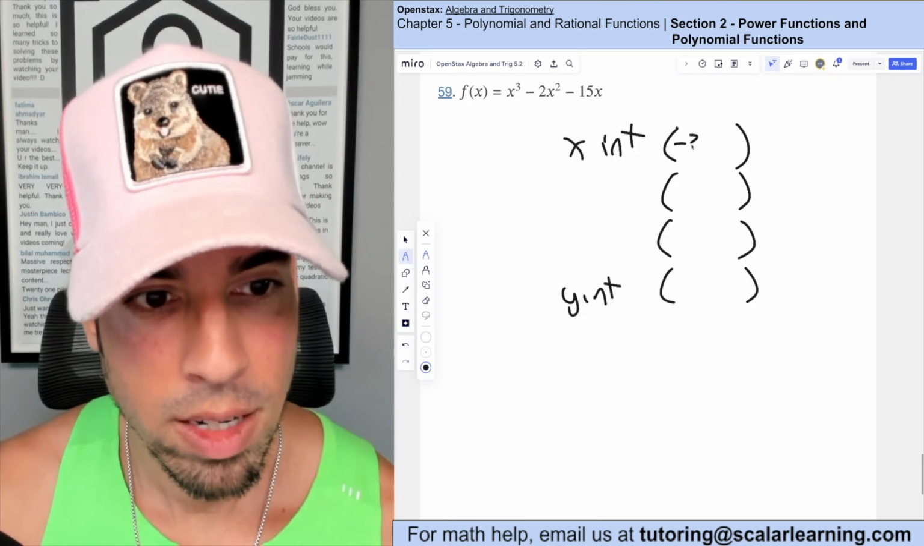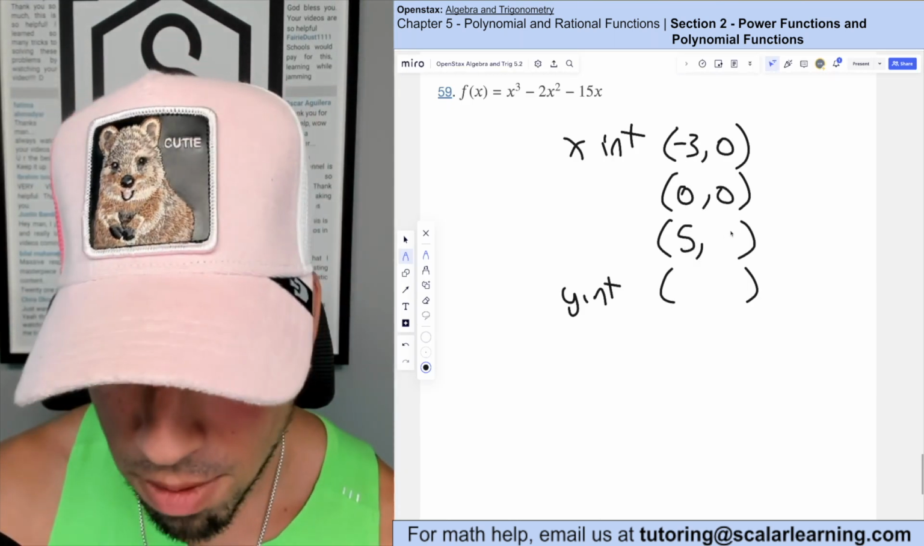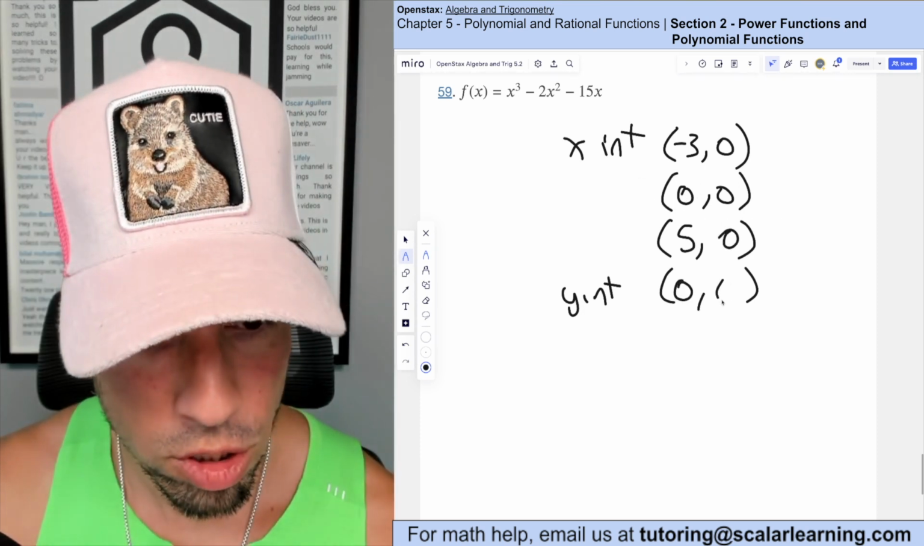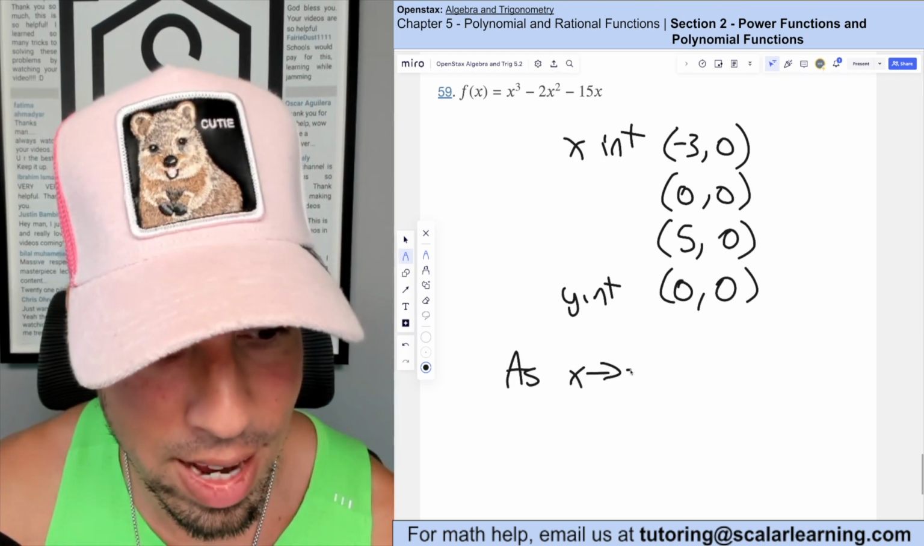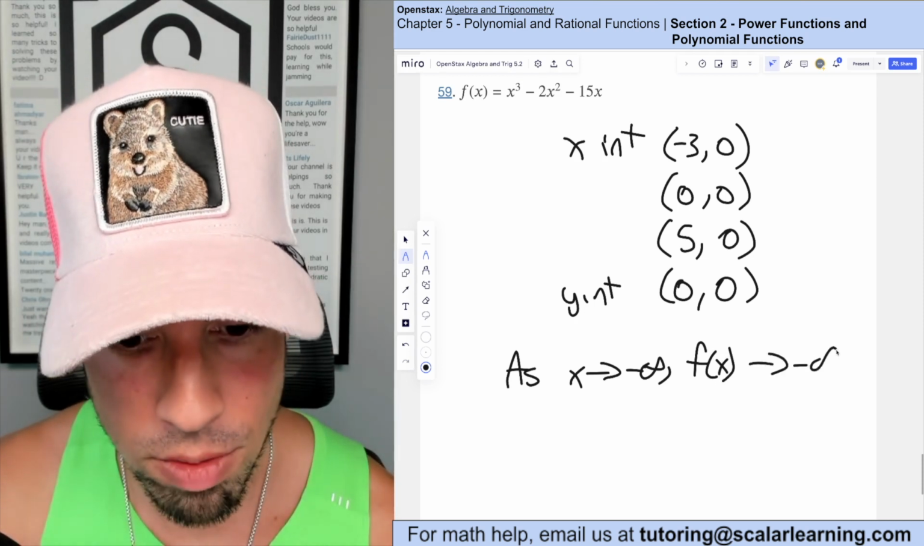So here we got negative 3, 0, 0, 0, and positive 5, 0. And again, that's also our y-intercept right here. So we got 0, 0. And then we said the end behavior was as x approaches negative infinity, the function value was also approaching negative infinity.